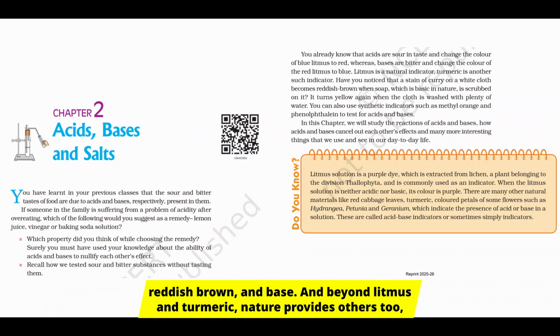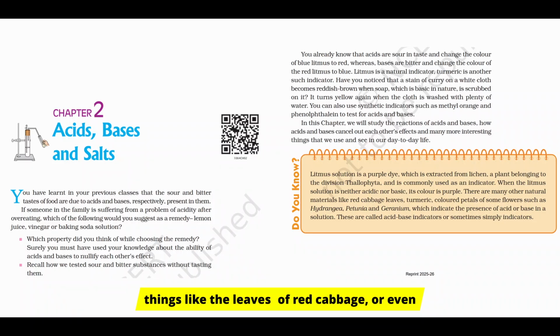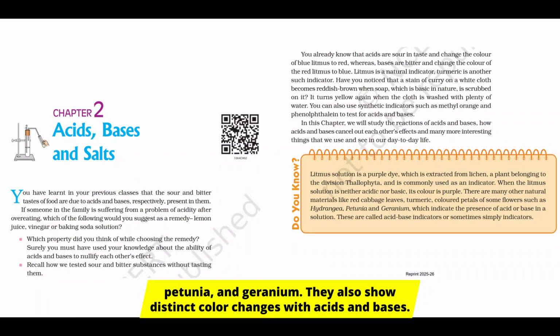And beyond litmus and turmeric, nature provides others too, things like the leaves of red cabbage or even the colored petals of flowers like hydrangea, petunia, and geranium. They also show distinct color changes with acids and bases.